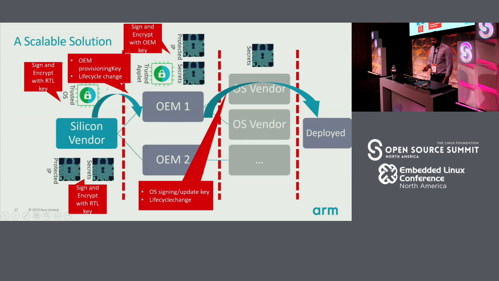The key point here is that the key that gets generated here, the OEM provisioning key, is going to be different for different OEMs. So even if OEM 2 somehow gets their hands on this encrypted blob, they can't do much about it, because this encrypted blob is understood only if you have the corresponding provisioning key.